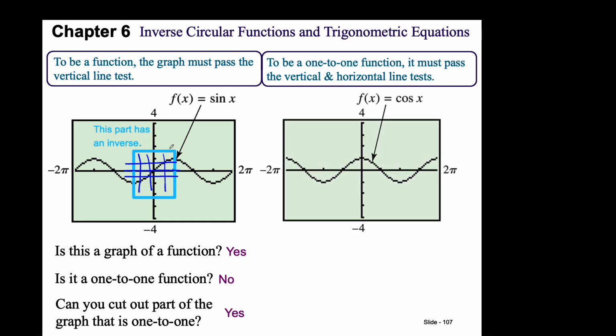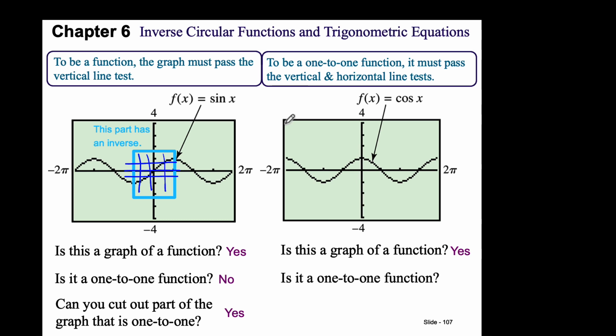All right, let's check the same thing using the graph of cosine. Is this a graph of a function? If you said yes, nice work. Every vertical line we could draw would intercept the graph one time, making it a function. Is it a one-to-one function? If you said no, you did that correct. Drawing a horizontal line, we can see that it'll intercept the function more than once, so it is not a one-to-one function.